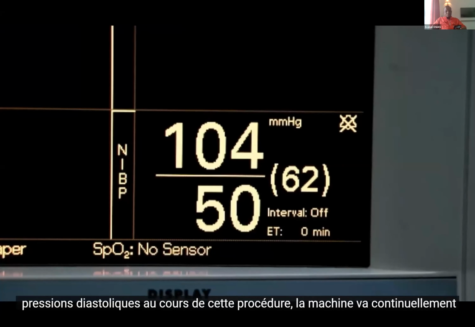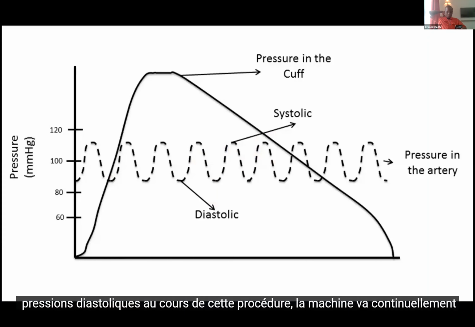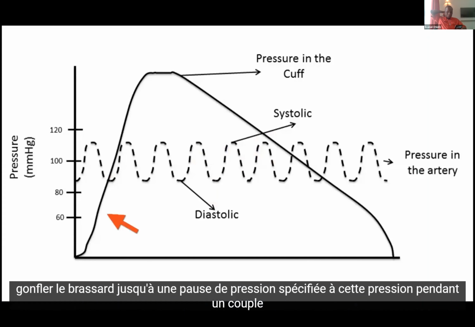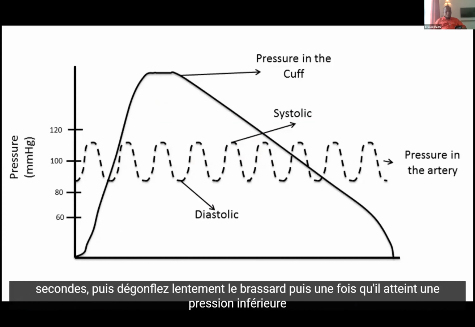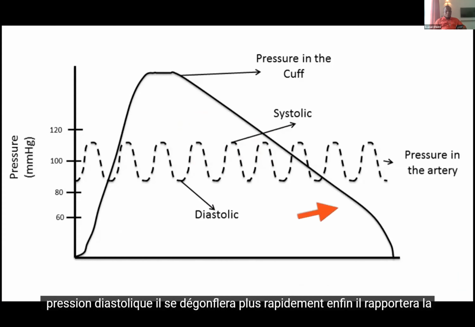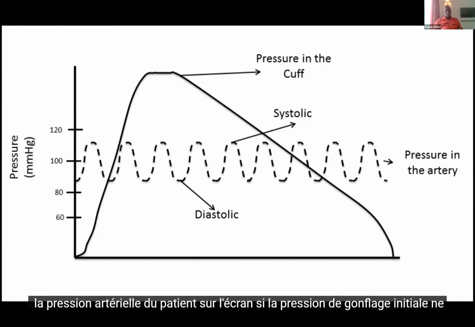During this procedure, the machine will continually inflate the cuff to a specified pressure, pause at this pressure for a couple seconds, and then slowly deflate the cuff. Then, once it reaches a pressure below diastolic pressure, it will deflate more rapidly. Finally, it will report the patient's blood pressure on the screen.